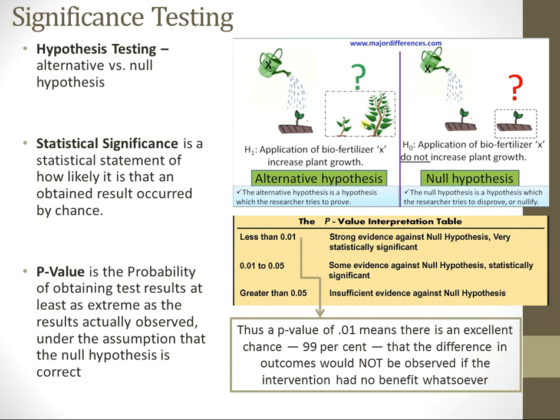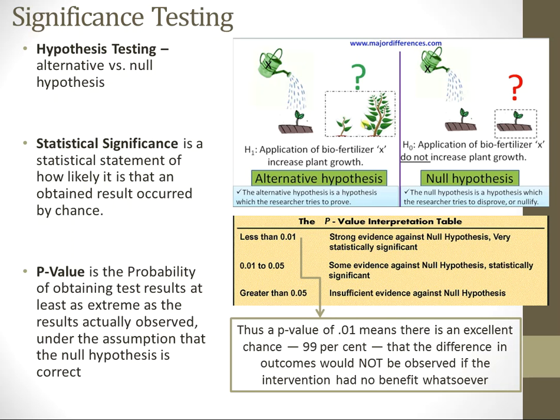The ideal scenario is less than 0.01. With a p-value less than 0.01, there is strong evidence against the null hypothesis, very statistically significant. So if we look at this 0.01, what does that actually mean? And what does all these point whatevers mean? All right, so a p-value of 0.01 means there is an excellent chance, a 99% chance, that the difference in outcomes between biofertilizer X and the other brands would not be observed if the intervention had no benefit.